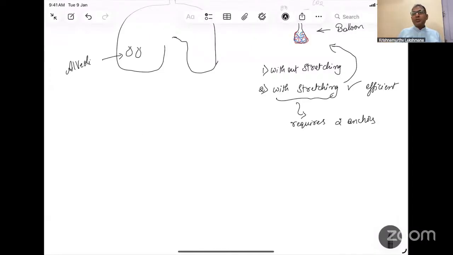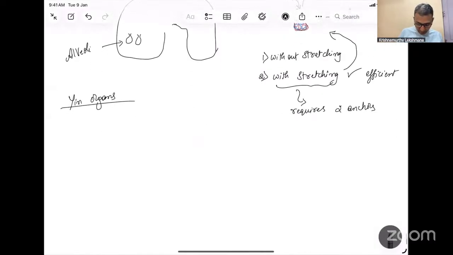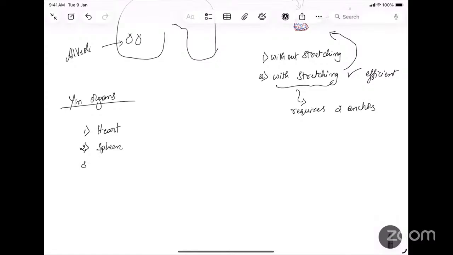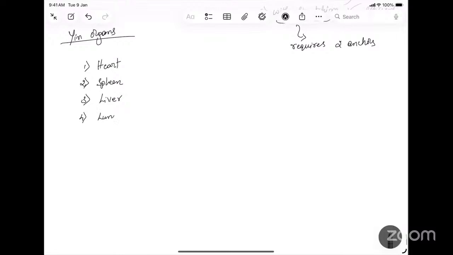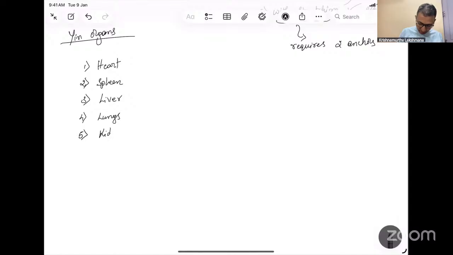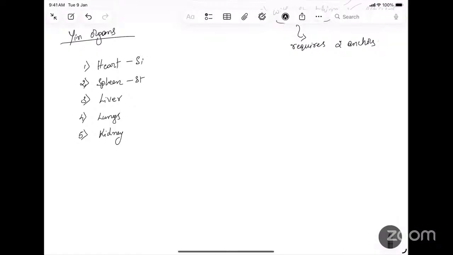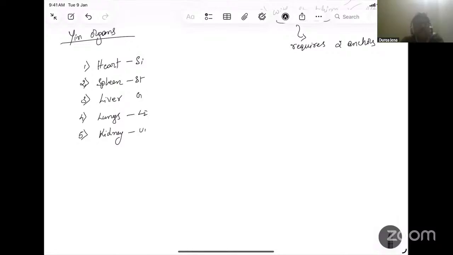Now we have so many yin organs. What are the yin organs that we have? We have heart, lungs, spleen, liver, kidney. And we can say yang organs also. What are the yang organs? Small intestine, stomach, gallbladder, large intestine, urinary bladder.